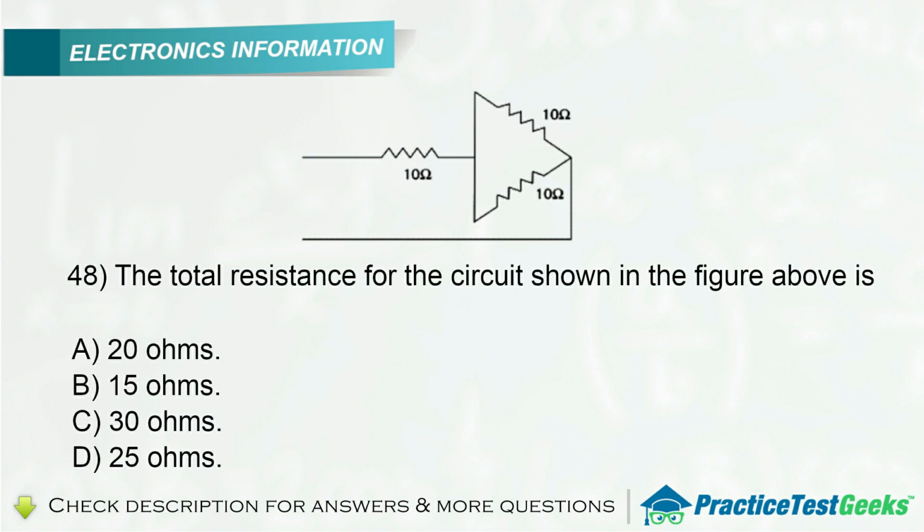Question 48. The total resistance for the circuit shown in the figure above is A. 20 ohms, B. 15 ohms, C. 30 ohms, D. 25 ohms.